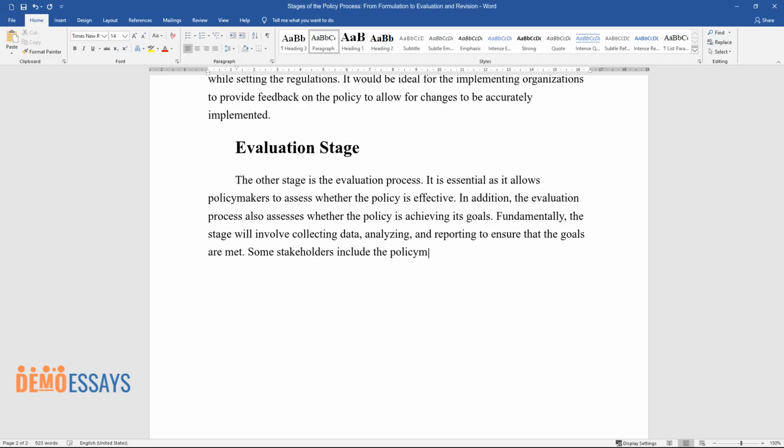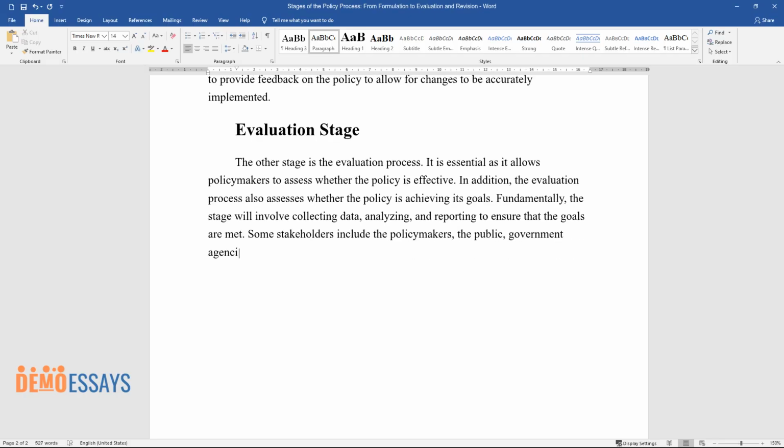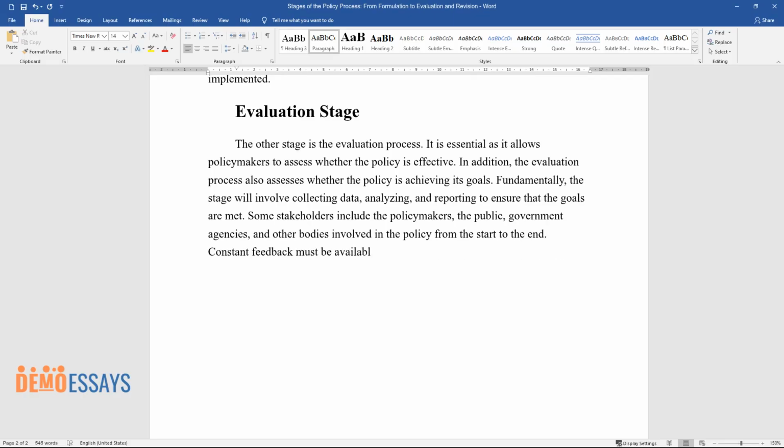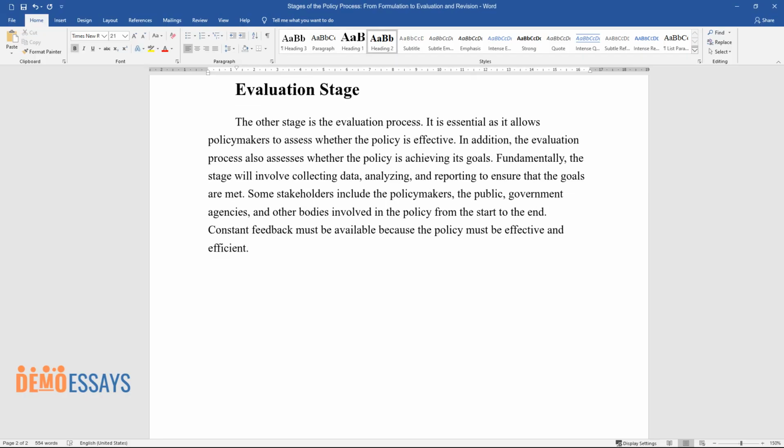Some stakeholders include the policymakers, the public, government agencies, and other bodies involved in the policy from the start to the end. Constant feedback must be available because the policy must be effective and efficient.